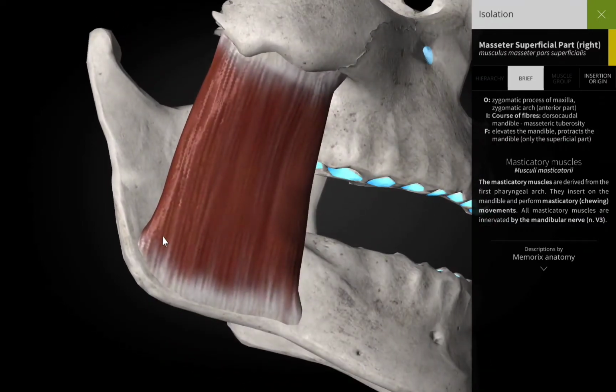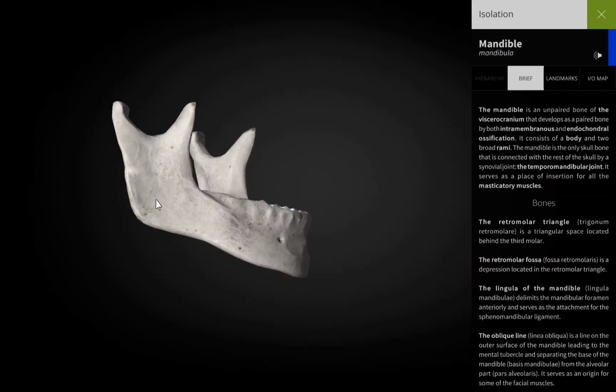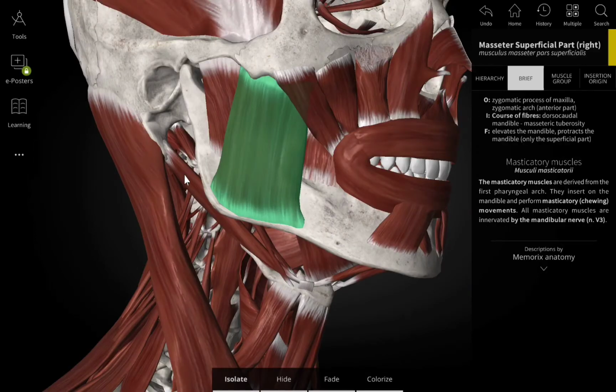It gets inserted into the mandible. You can see here, this is the ramus of the mandible, and particularly this is the lateral surface of the ramus of the mandible. So the masseter muscle superficial part gets inserted into the lower portion of the lateral surface of the ramus of the mandible. Hope you can clearly see the insertion of the masseter muscle.